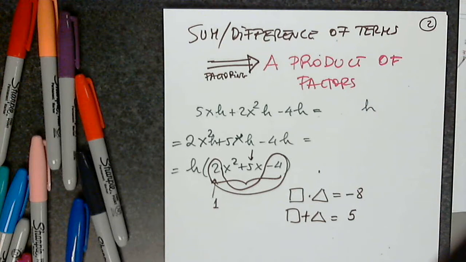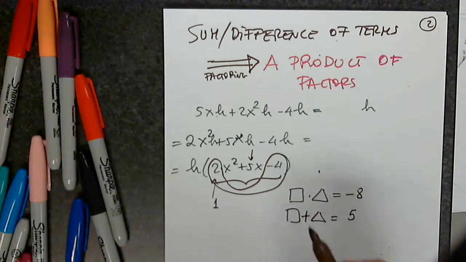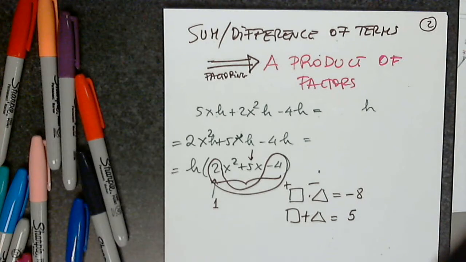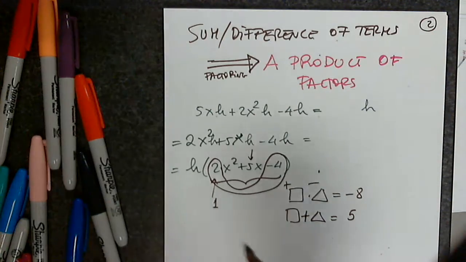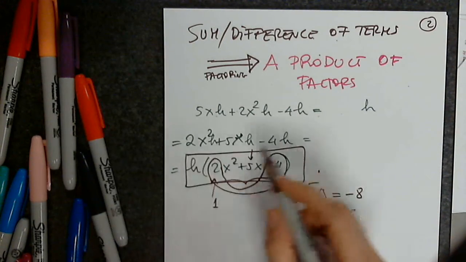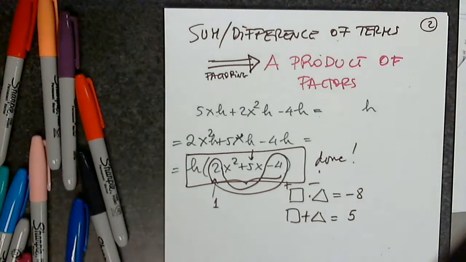Well, I can't find two numbers whose product is -8 and whose sum is 5. If the product is negative, one of them must be positive, the other has to be negative. So what are the options for -8? 1 and 8, 2 and 4. One of them negative, the other positive. But I can't get a positive 5 out of those. So I will say this is it. Done. The only thing I could do here is just factor out the greatest common factor and arrange it in descending order. There's nothing else I can do.